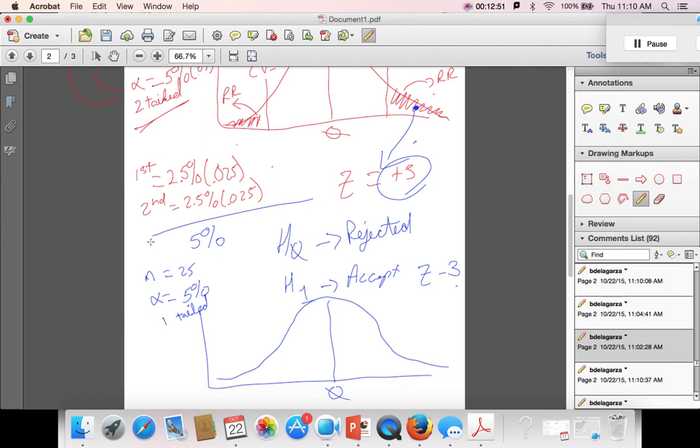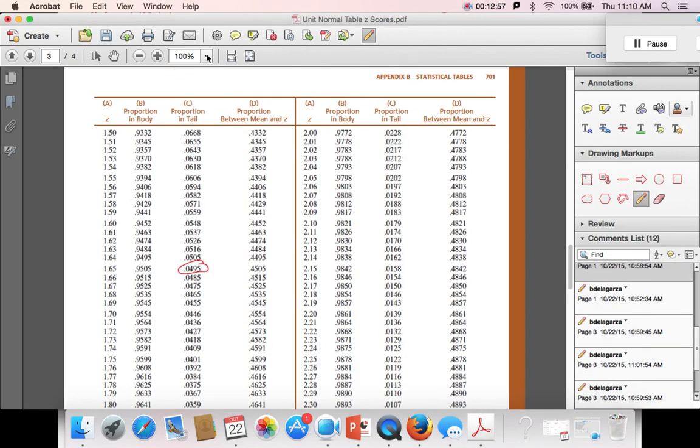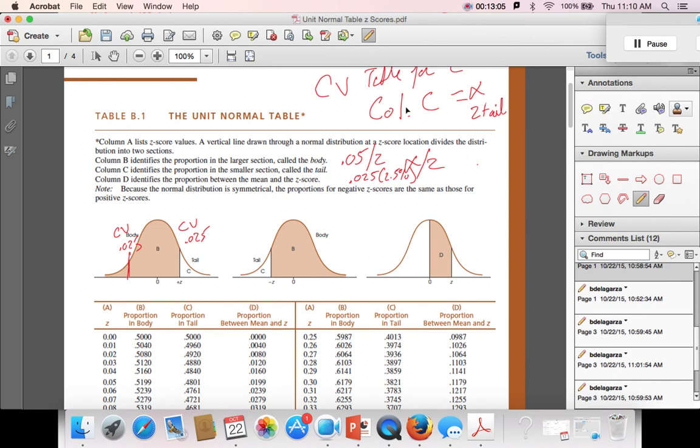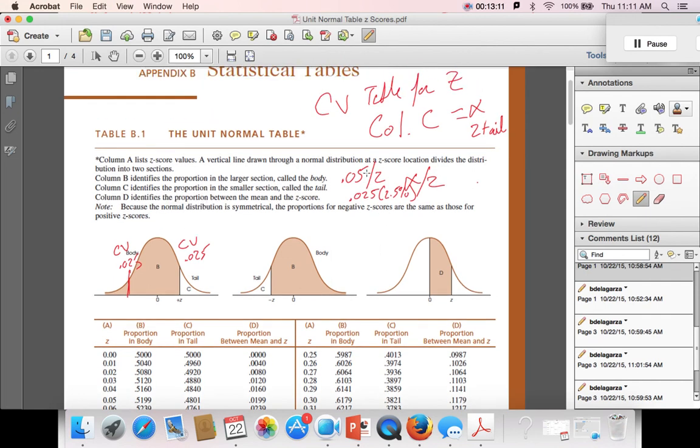So in this particular case, what I now want to do is look at my unit normal table and find on here a value for a one-tail test. So remember I told you that column C automatically is assuming that we have an alpha level and that it would automatically cut it in half if we were doing a two-tail test. But now I've changed around my characteristic. So now column C represents alpha level for a one-tail test. Okay, why does it change now? Because I've changed the characteristics. That's the only thing that's been done here.